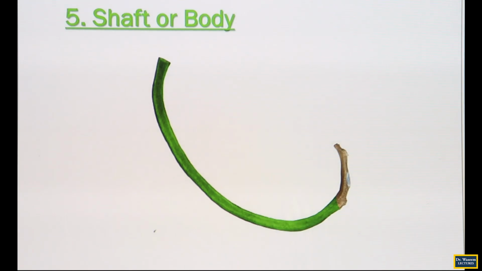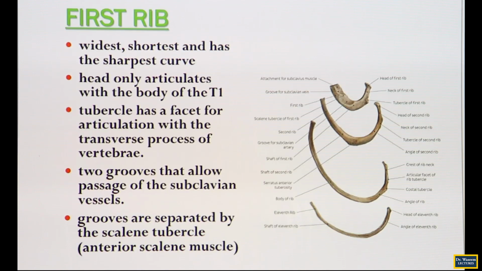So this was the shaft you have seen here. After the shaft, you have seen all five parts of the ribs, their surfaces, borders, etc. They will be very important in the attachment of the muscles. Now look at the atypical ribs, like the first rib. You see the first rib is the shortest and the widest rib.